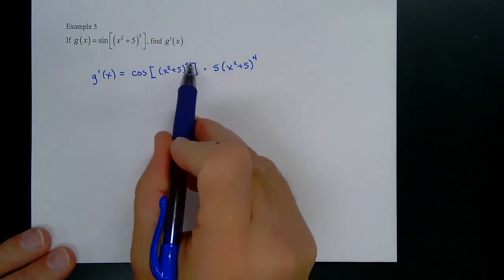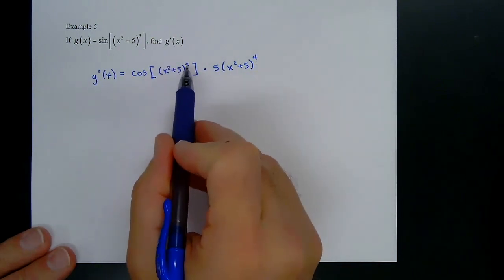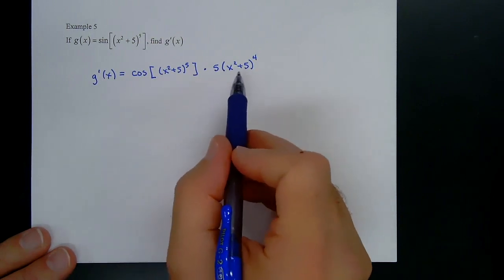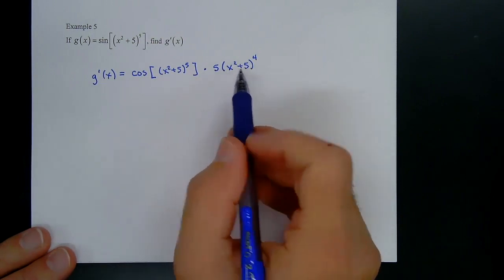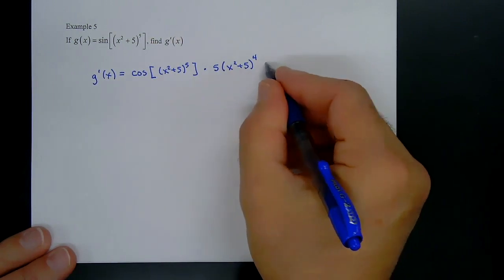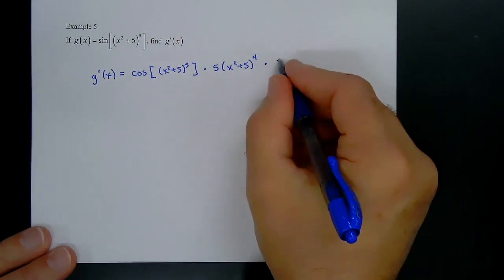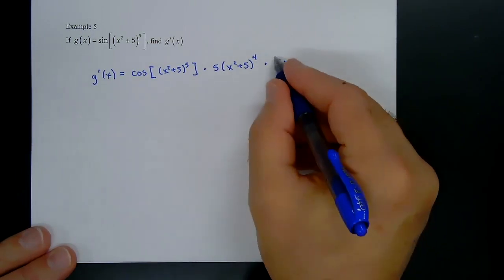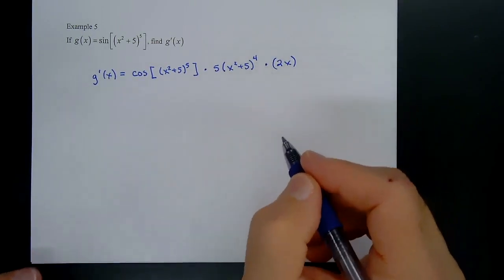So that's the derivative of this outside function, this 5th power function. Now we've got to take the derivative of what's inside that 5th power function, which is x squared plus 5. So then this becomes times 2x, because the derivative of x squared is 2x. Okay, so I'm going to put parentheses around this, but you really wouldn't have to.